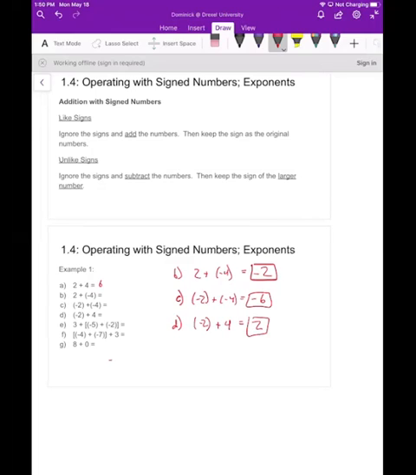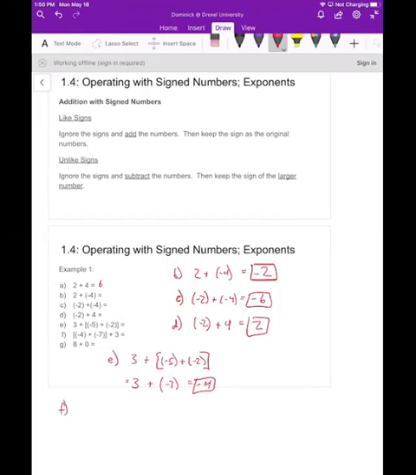All right, part E, a little bit more tricky. We have 3 plus the quantity negative 5 plus negative 2. Now inside the parentheses, you have two negative numbers, so you're going to add them and keep the sign. So that will become a negative 7. Now we have opposite signs, so we have positive 3 and negative 7. If I subtract them, I get a 4. And then I want to keep the sign of the bigger number, so I want a negative there.